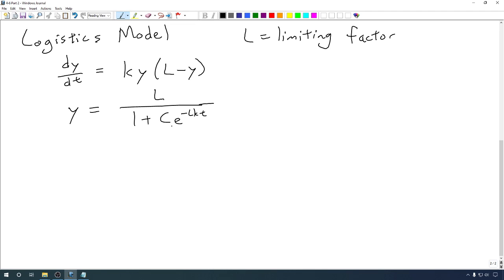The constant c here can be whatever number we want. It will depend on certain factors. Unlike our exponential growth model, the c here is actually not the initial amount. It's not the initial value. Actually, the initial value here would be L over 1 plus c, and you'd have to solve for the c. But we're not going to get too into all that. We're just going to solve one problem.